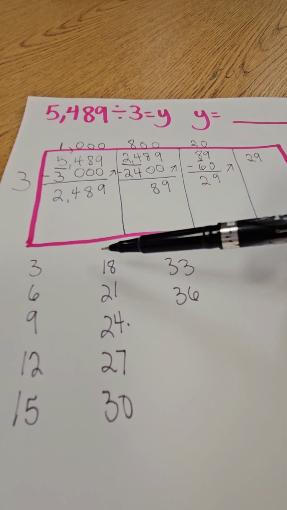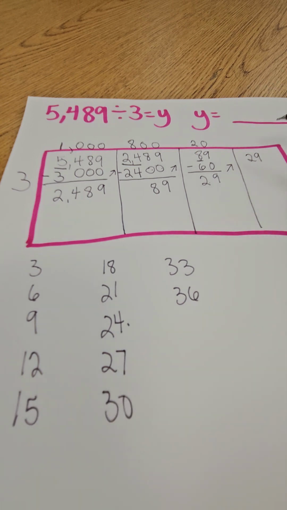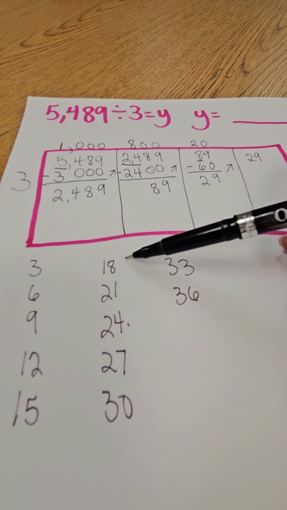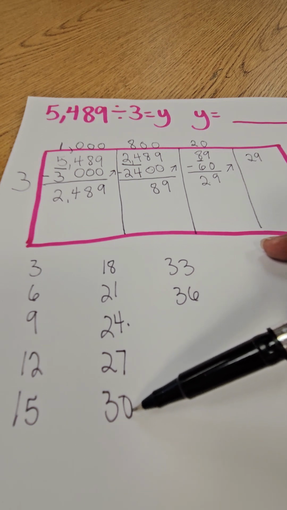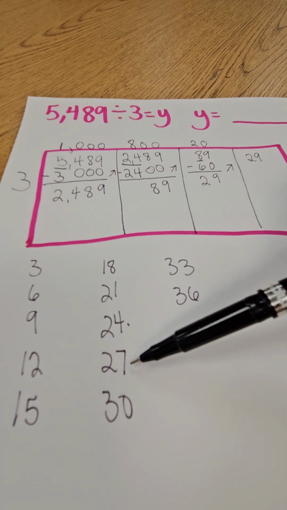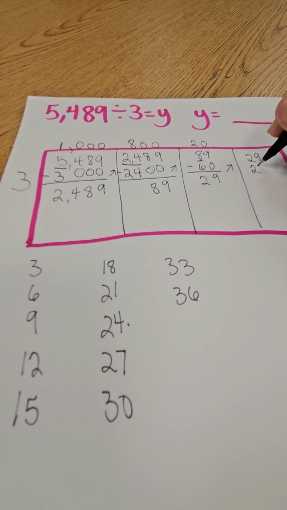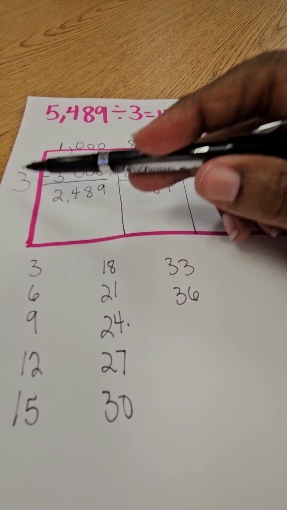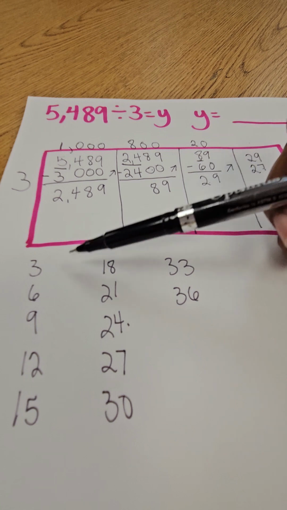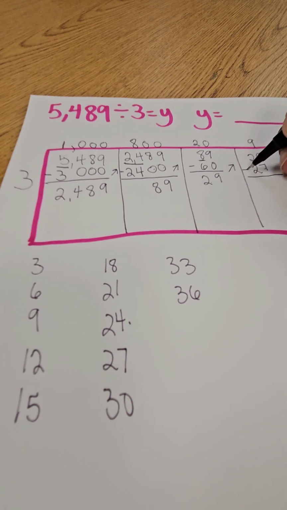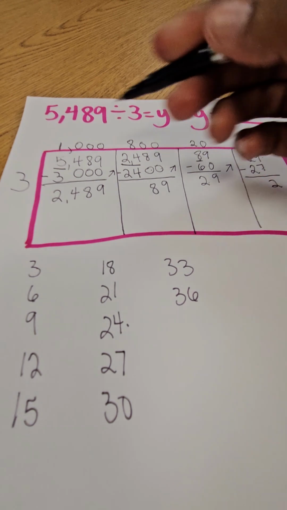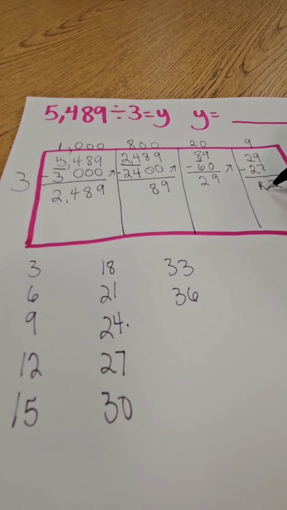Let's take a look. Where can we find a number that's as close to 29 or equals 29? 27. 30 is close, but it is greater than 29. We can't subtract 30 from 29, so we have to use the 27. So put your 27 under the 29, and we say 3 times what is 27? 3 times 9 is 27. Subtract. What's left? 7, 8, 9. 2 is left over. 2 is less than my divisor, so I know it is a remainder.